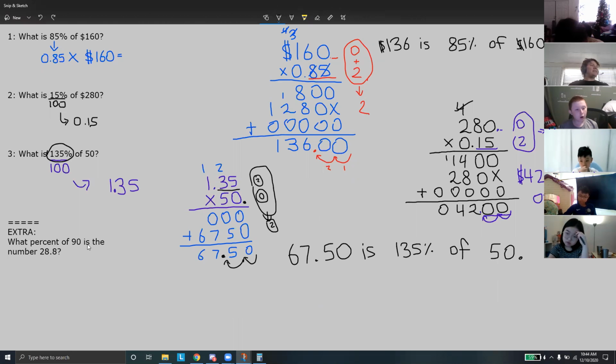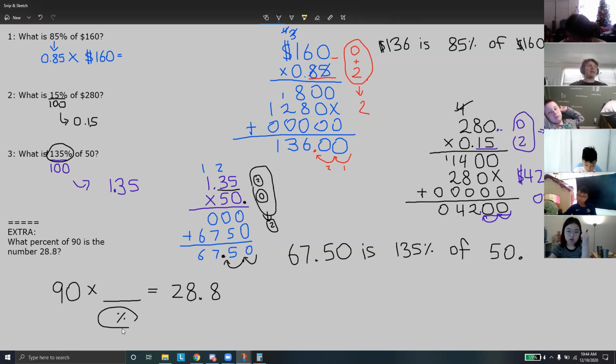Okay, extra: what percent of 90 is the number 28.8? Well, this is what we need to do. We're kind of working backwards. We're trying to find the percent this time, right? 90 times some percent, we don't know the percent, is equal to 28.8. Well, for one, is 28.8 bigger or less than 90? Less than. So that means this percent is going to be less than 100. We know it's going to be less than 100.